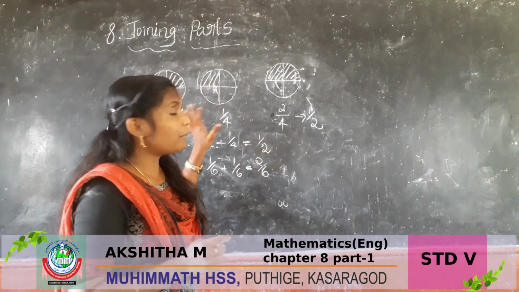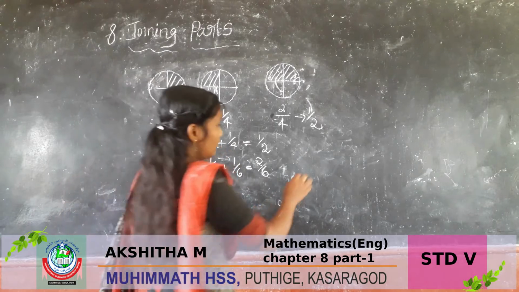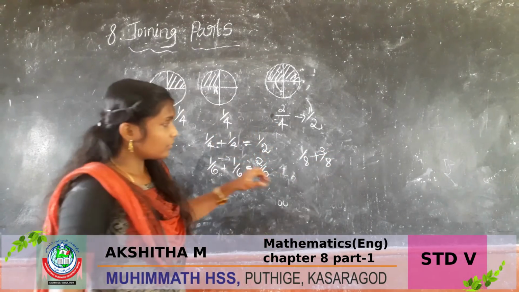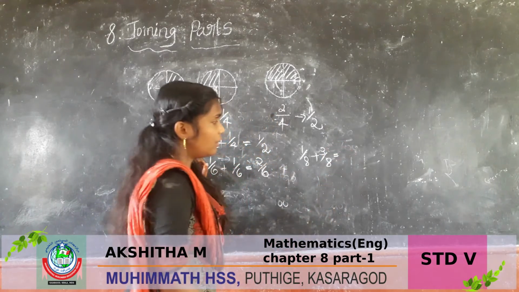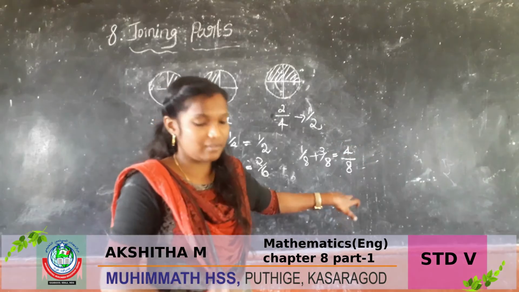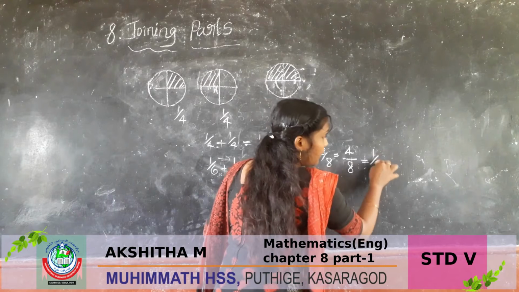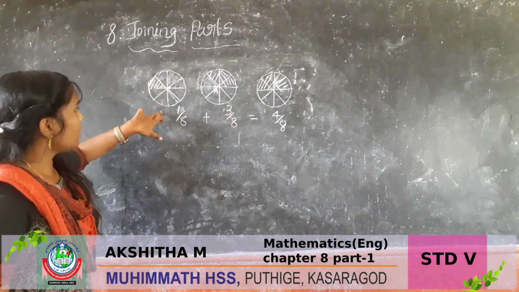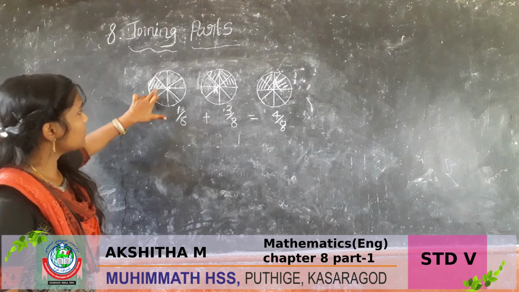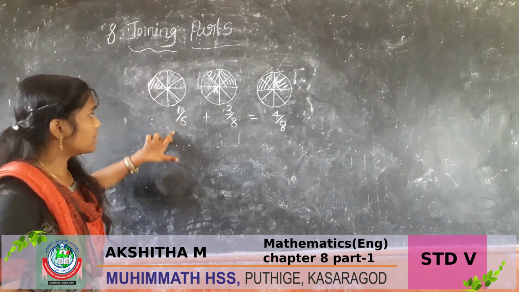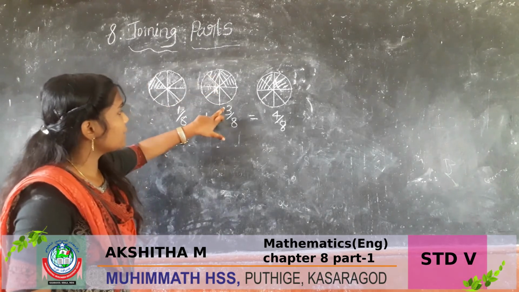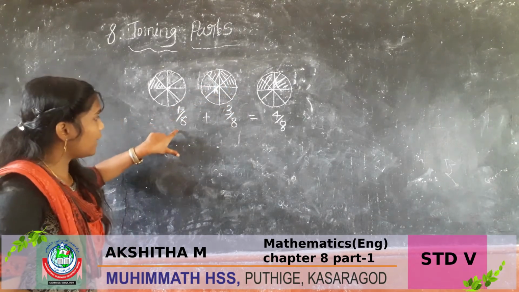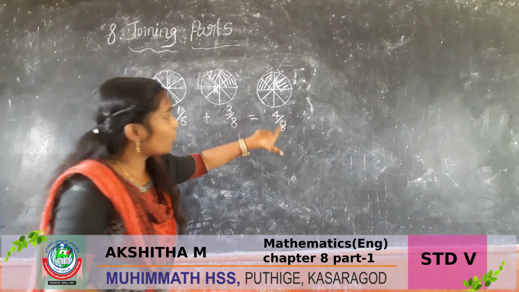Joining together 1 by 8 plus 3 by 8. What fraction will we get here? 4 by 8. 4 by 8 means 1 by 2 or half. Let us see that. Here you can see 1 by 8. This part is called 1 by 8, plus 3 by 8. Here you can see 3 parts shaded. So 3 by 8. 1 by 8 plus 3 by 8 is 4 by 8.